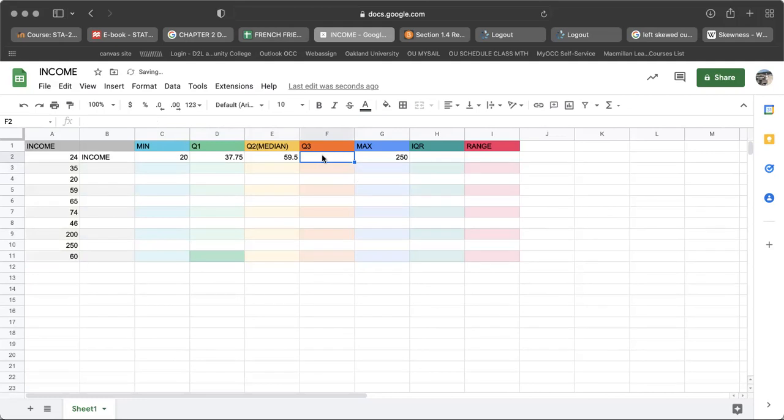Same thing here. I'm going to change to number 3. So that means Q3. IQR is Q3 minus Q1. So equal, Q3 is cell F2 minus Q1 is D2. Range is max minus min. So equal max minus C2, which is min. Let's get all that for you.